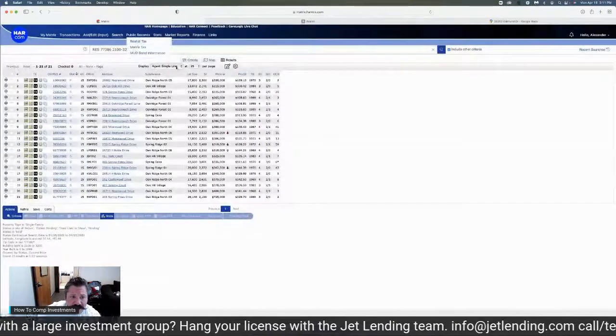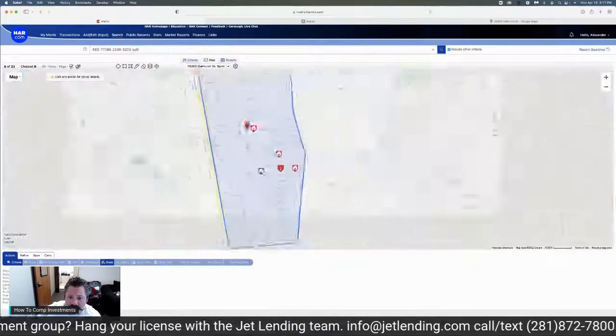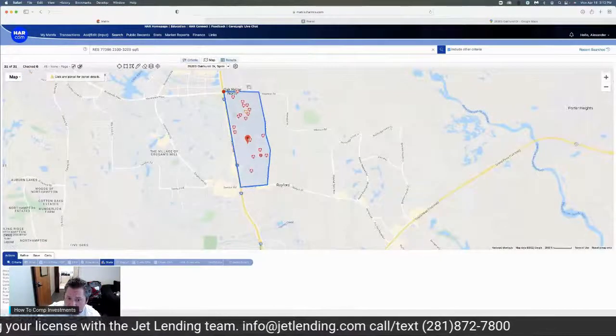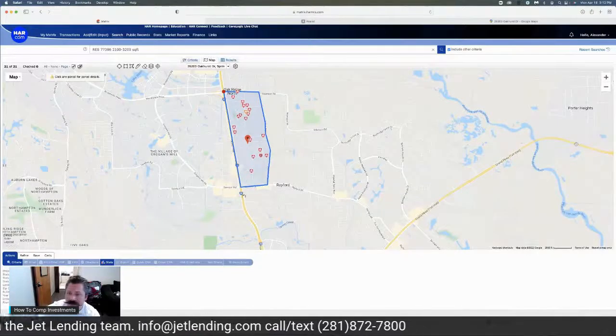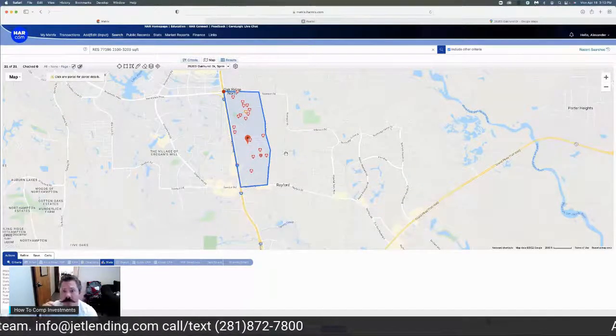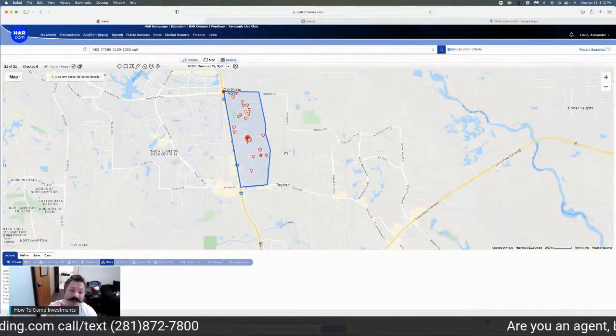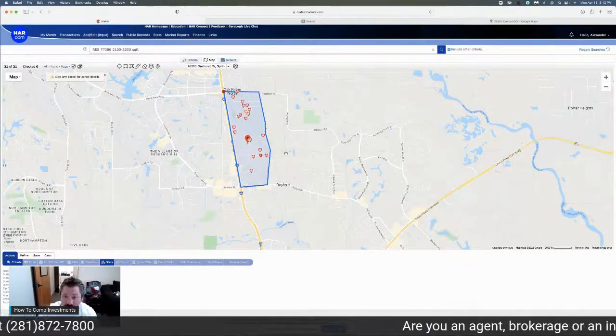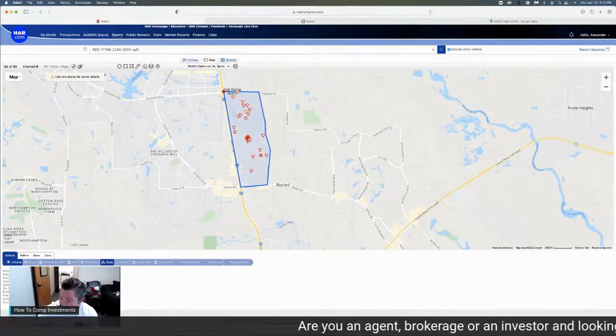Then we found out where the property is, put our parameters in, and tried to find the most reasonable price per square foot on the finishes that dictate the value in that market.